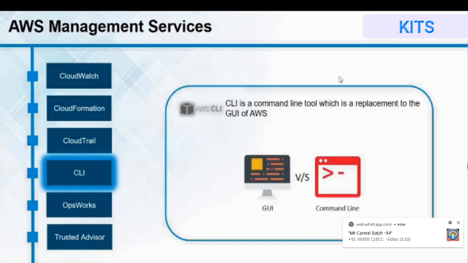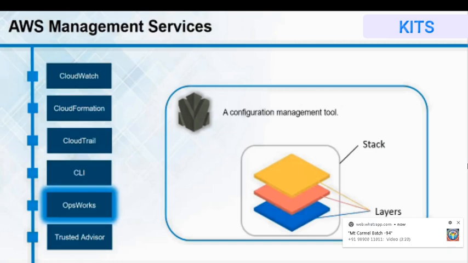You're understanding everything. All right, guys, let's move ahead to our next service, which is OpsWorks. So AWS OpsWorks is a configuration management tool. It consists of two parts: stacks and layers. Layers are basically different AWS services that you have combined together, and when you combine them together, this whole system is known as a stack.